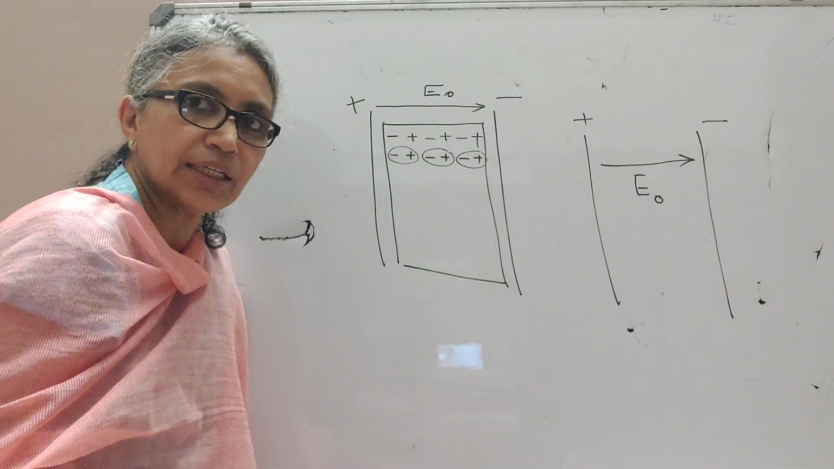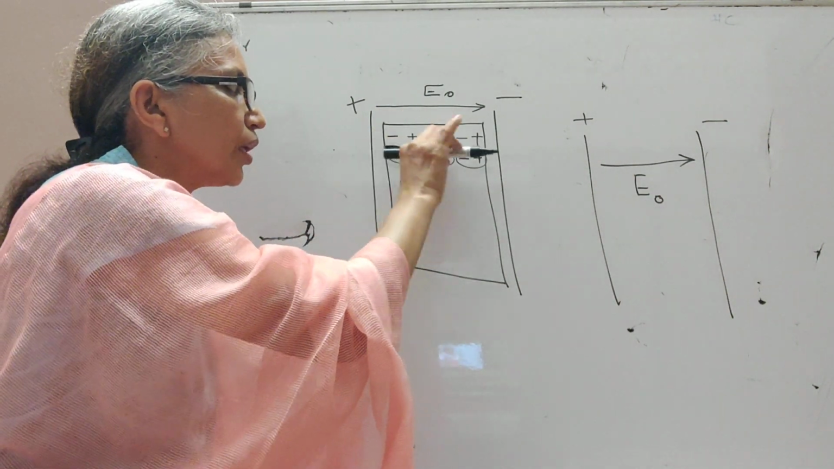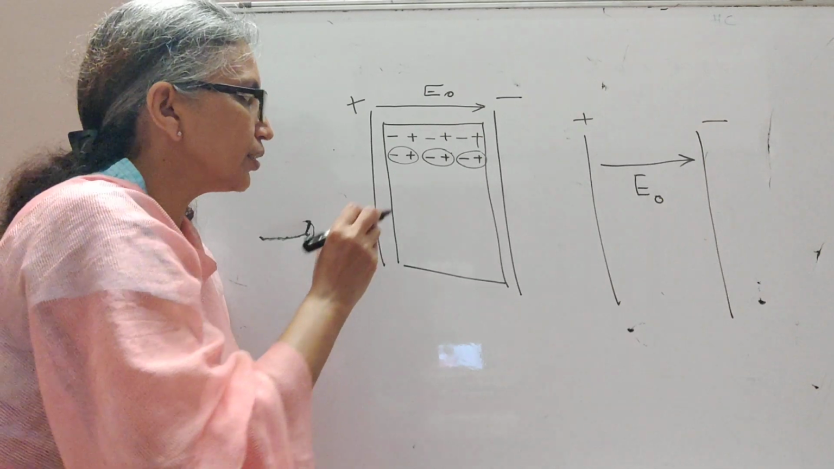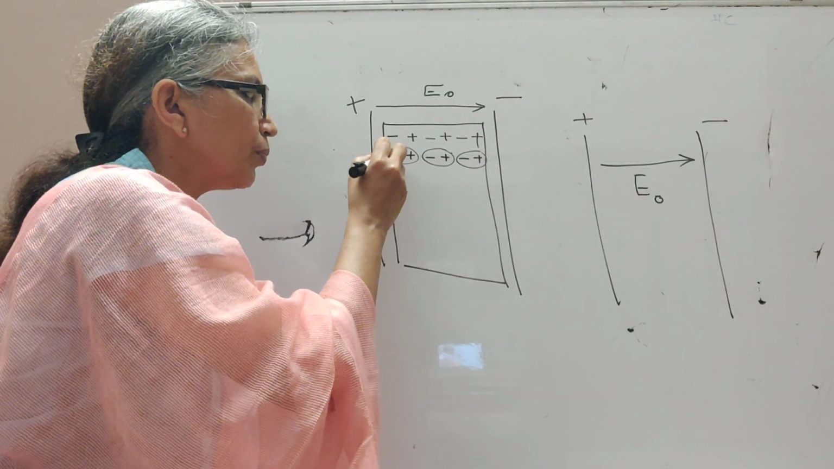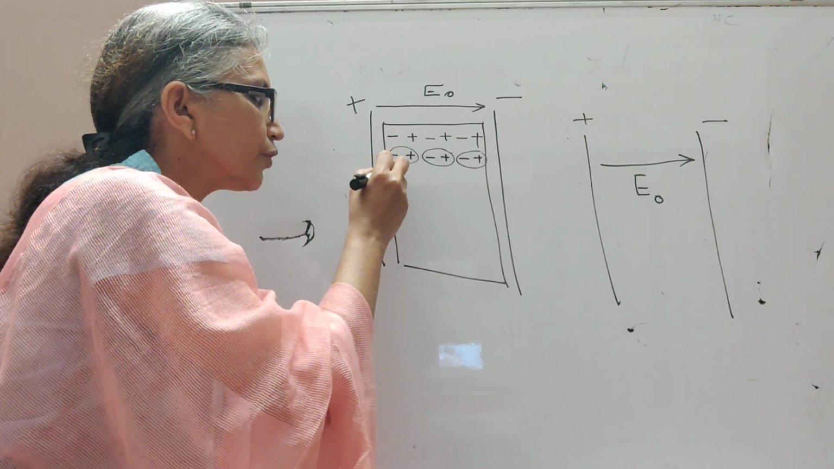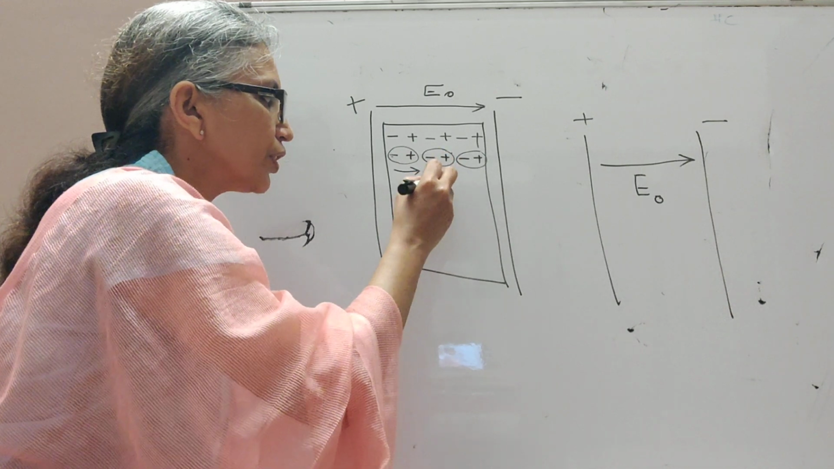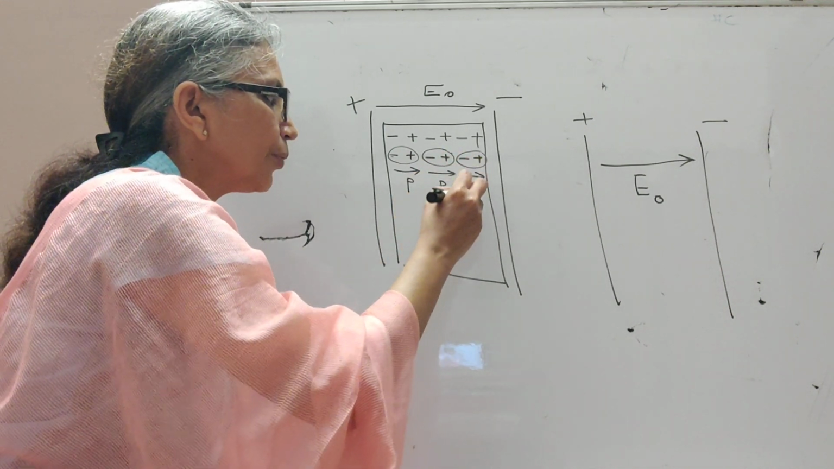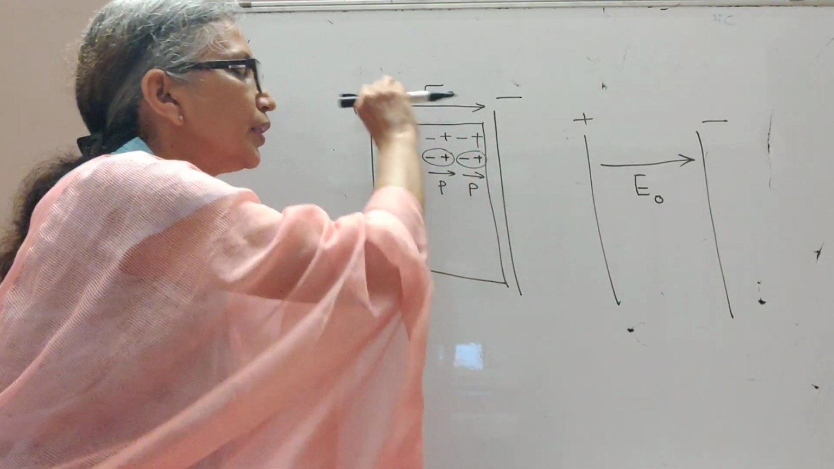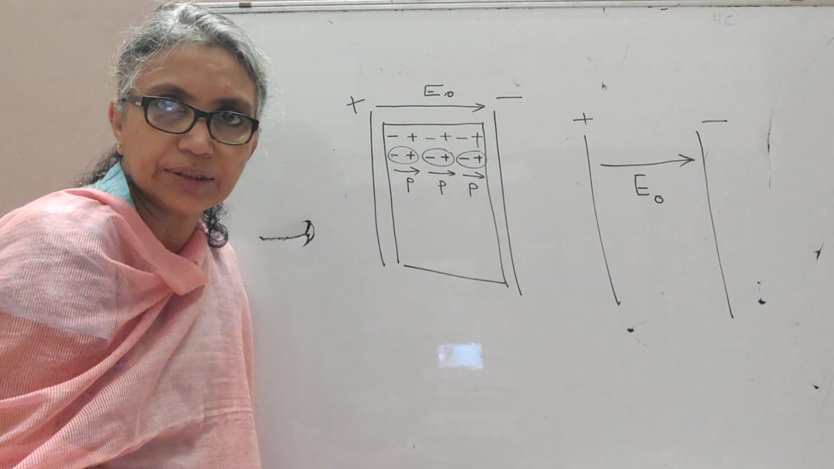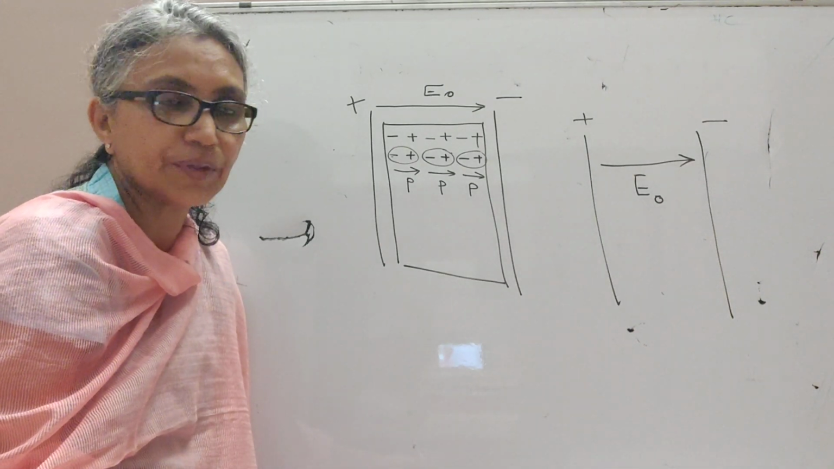If I insert a dielectric like this, what happens is all the molecules will now start arranging in such a way that the dipole moment, negative to positive, is aligned. So you have the dipole moment of this molecule like this, the dipole moment of this molecule in this manner. The dipole moment of every molecule, negative to positive, will be aligned in the direction of the electric field. This phenomenon is what you call polarization.